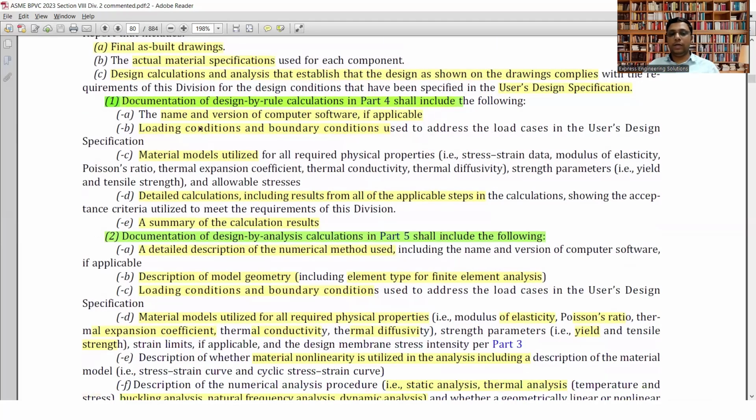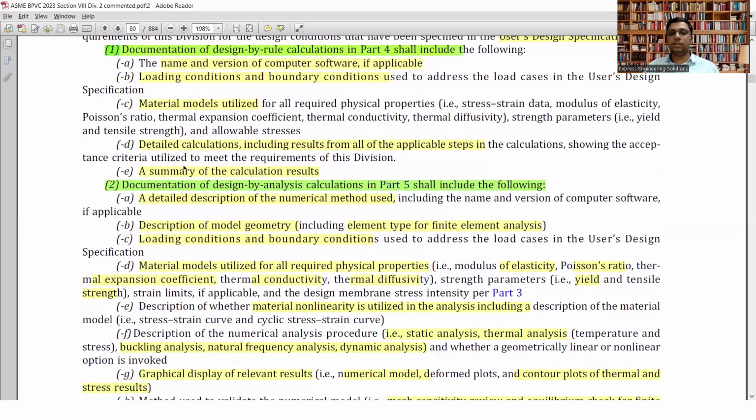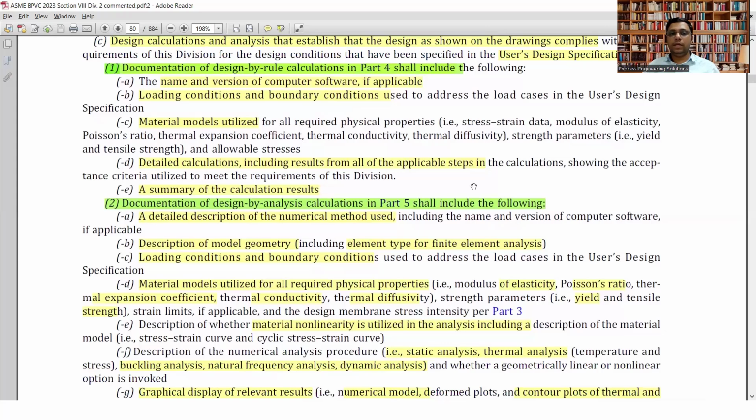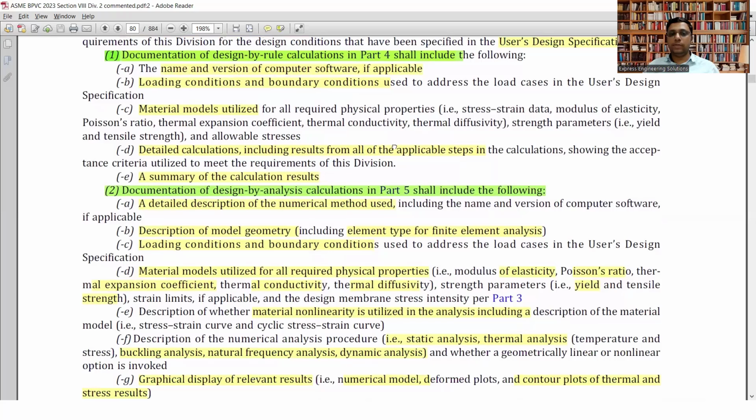Under that, the name and version of the software that has been used, if at all there is one. Then loading conditions, material model utilized, detailed calculations, and a summary of the calculation results. Everything should be specified under the MDER documents, if designed by rule as per Part 4.